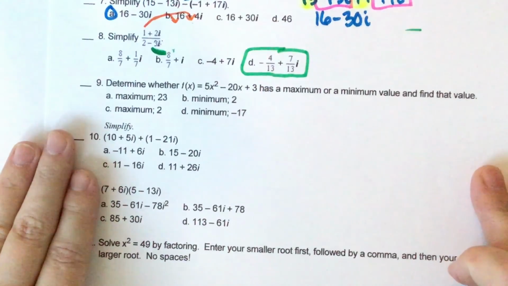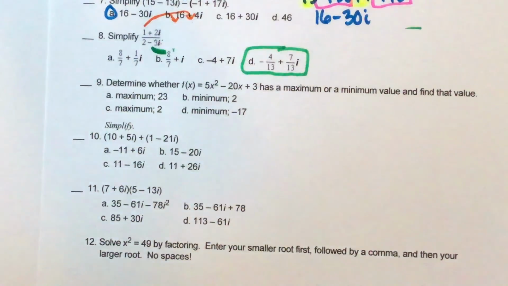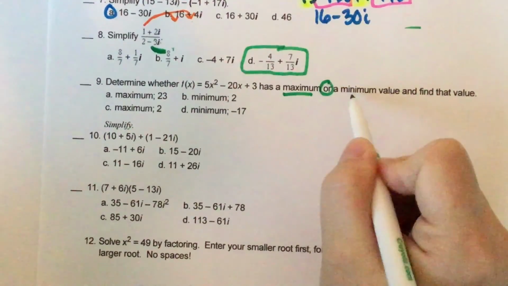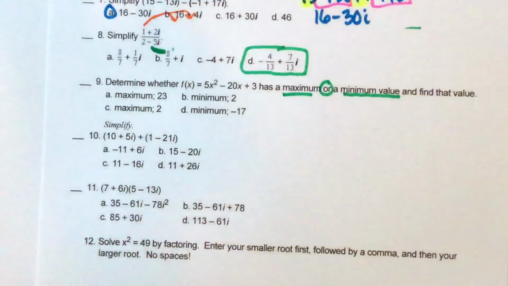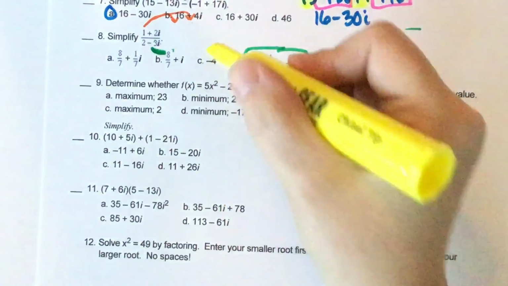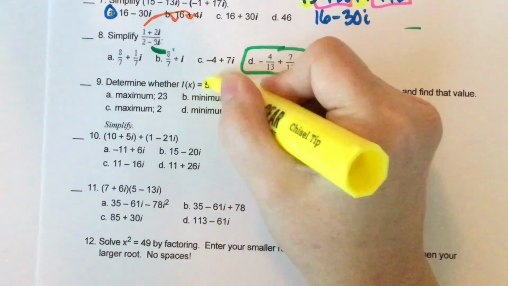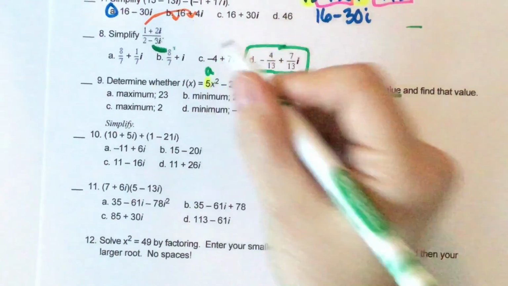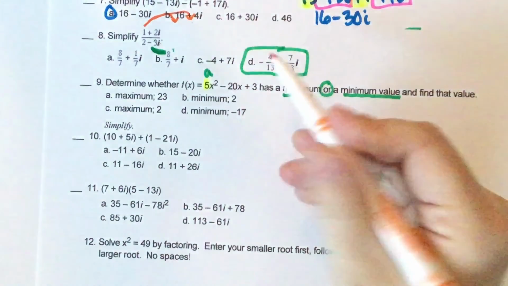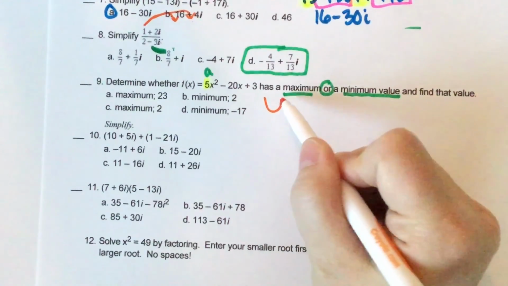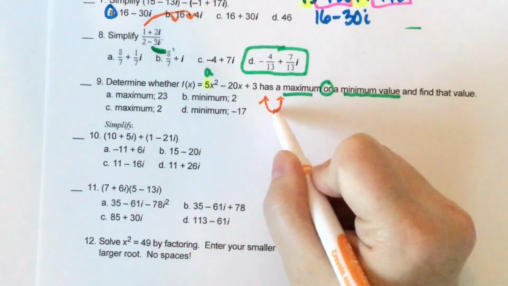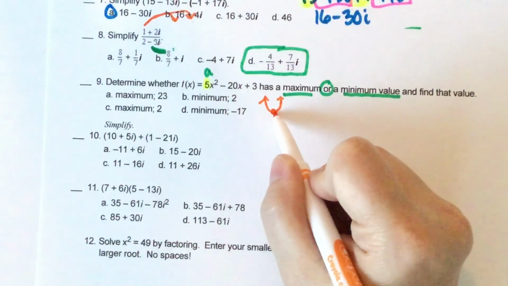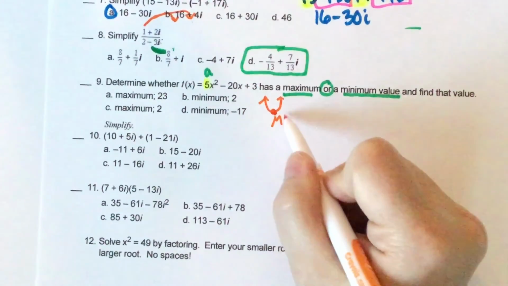Okay, number 9. We already did this once today. Determine whether this equation has a maximum or a minimum. So first, let's talk about a. A is the number in front of the x squared. This time, our a is a positive number, which means that this graph opens up. And a graph that opens up, does it have a max or a min? It has a min. The vertex would be the lowest point, so it's a minimum.